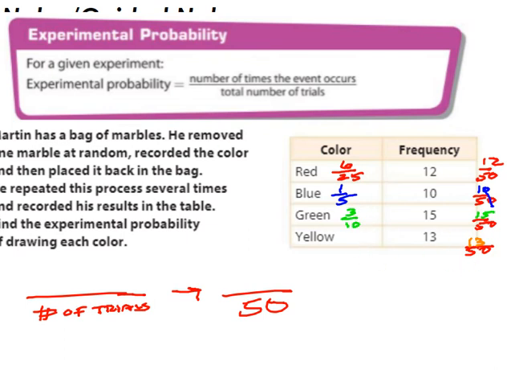And then the yellow cannot be simplified because 13 is a prime number, so I'll write that in orange. And that's 13 out of 50. So that is all of my probabilities for each color. I added up the total amount of trials. That was my new denominator, and I just put the number that we have here in the numerator.